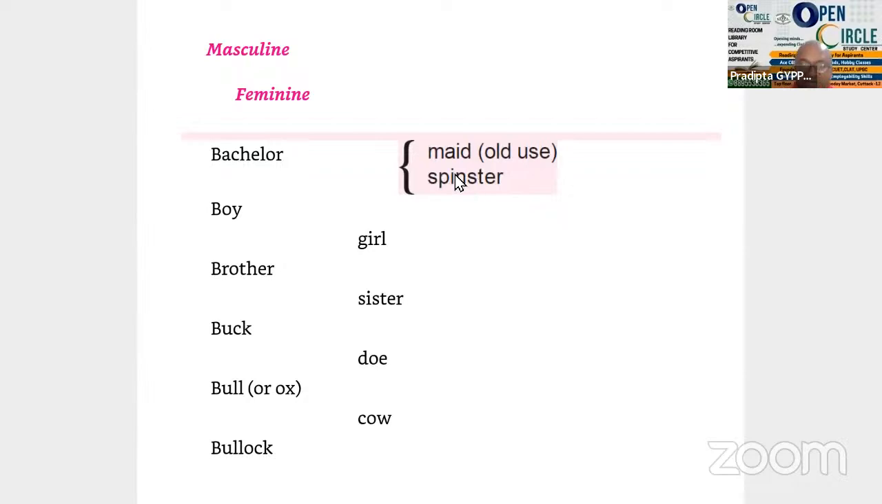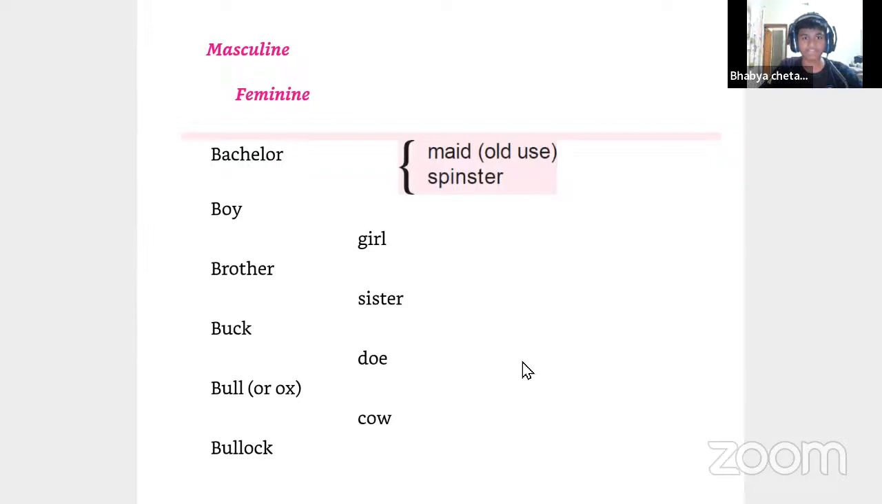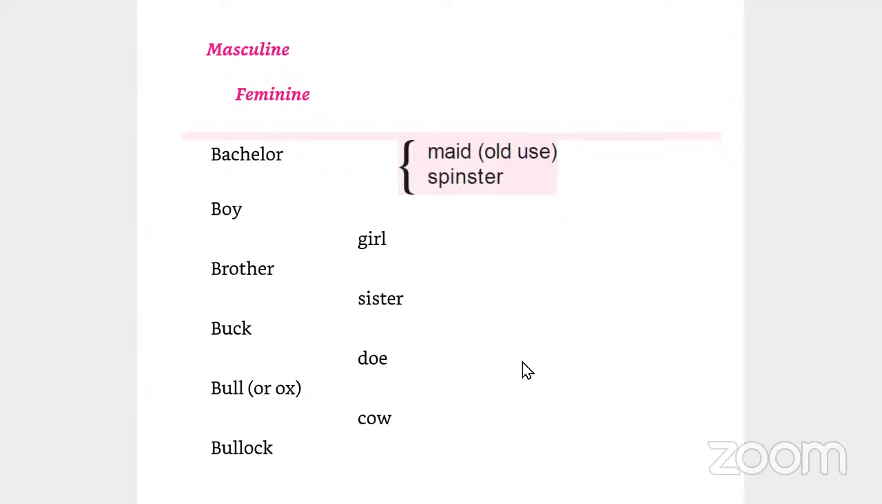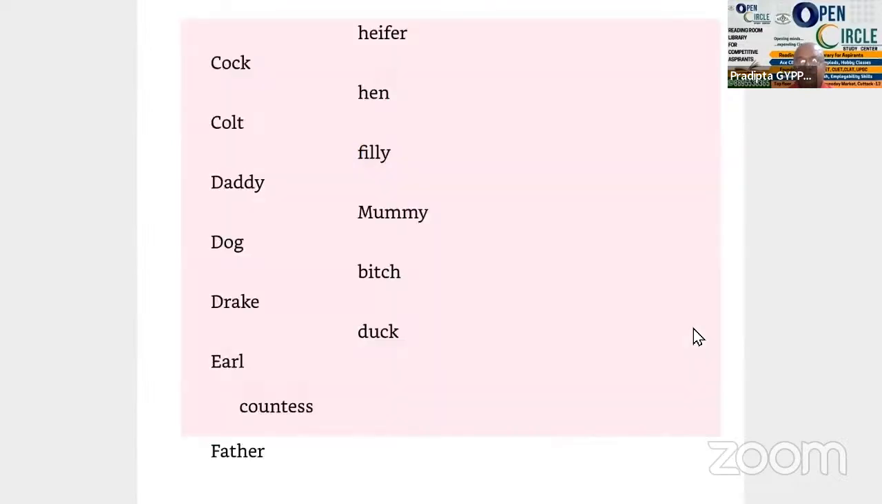Can anyone tell me what does it mean by the term buck? B-U-C-K. Sir, I have heard that sometimes it means money. That is one meaning. Any other meaning? In a male gender, what's the meaning? The buck is a male deer. And what is a doe? Female deer. So bull, cow.